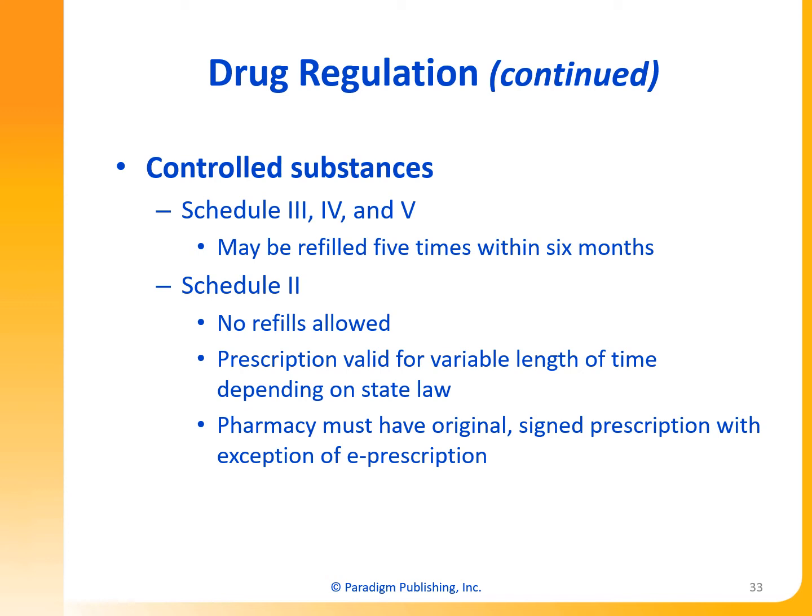So controlled substances, the Schedule 3, 4, and 5 may be refilled 5 times within 6 months. And that prescription, once the physician writes it and dates it, is only good for 6 months. So if you had a prescription that was dated February 28th, it would only be good until August 28th of that same year. Schedule 2, no refills are allowed. You need a new prescription each time you receive a Schedule 2 narcotic drug.